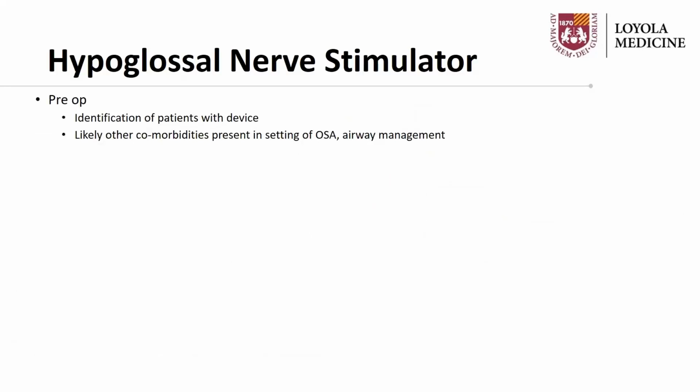For a preoperative assessment, if this patient presents to surgery, first, identification of the device is important. Good questioning matters, because some patients may not think to mention this device, or they may not think it's important to mention prior to surgery. Next, consideration of other comorbidities associated with sleep apnea is important. So your normal thorough airway exam and plans for a difficult mask or difficult airway placement is important. Keep in mind these patients have obstructive sleep apnea.